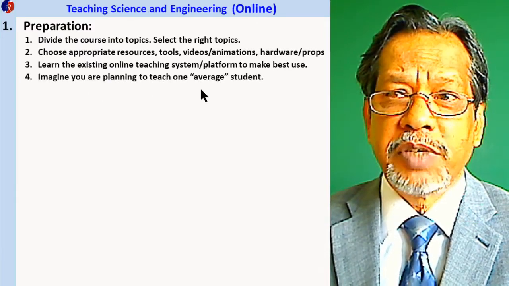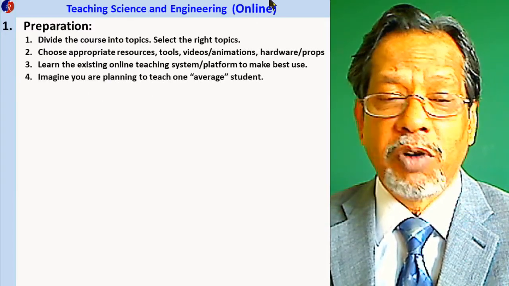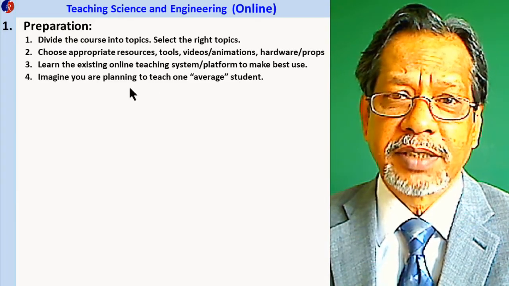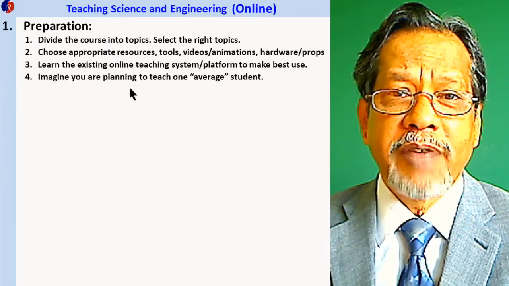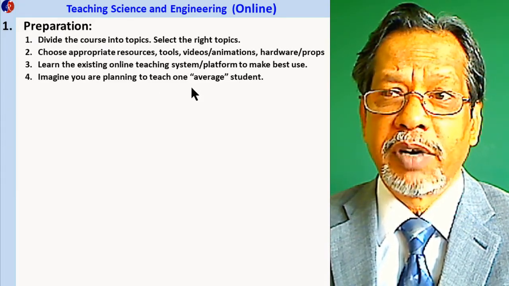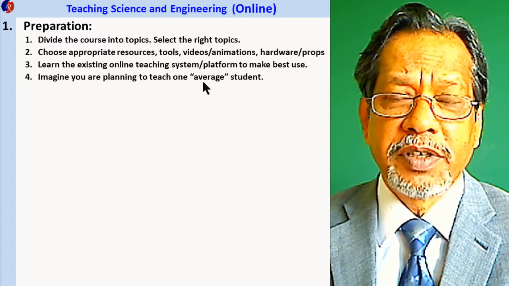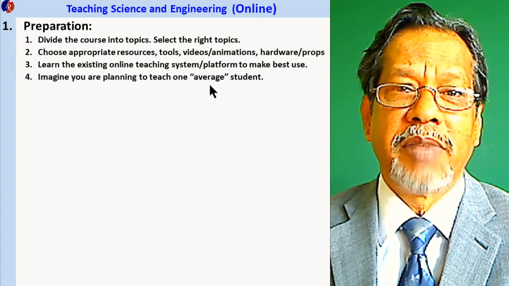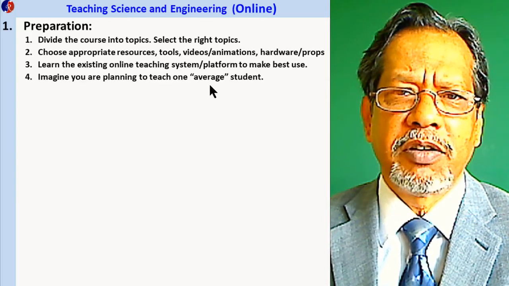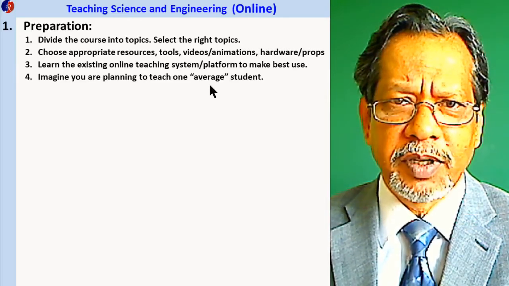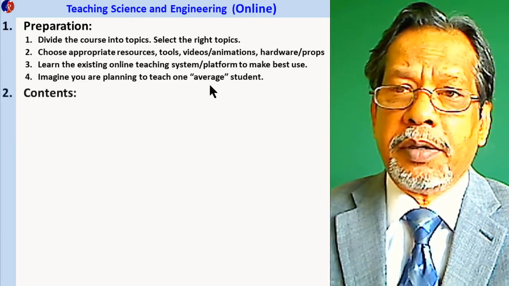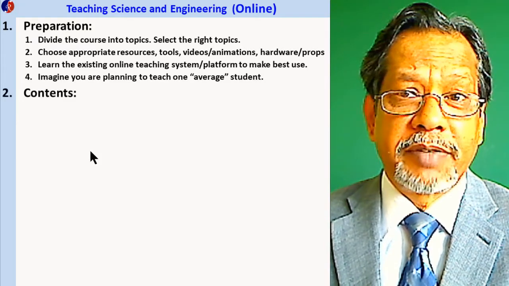Imagine you are planning to teach 1 average student. If you are teaching online, even during a lecture class, as if you are a private tutor for an average student. Focus on average student. Try to make them excellent. Try to make them understand all the concepts and how to apply them. Okay? All right.